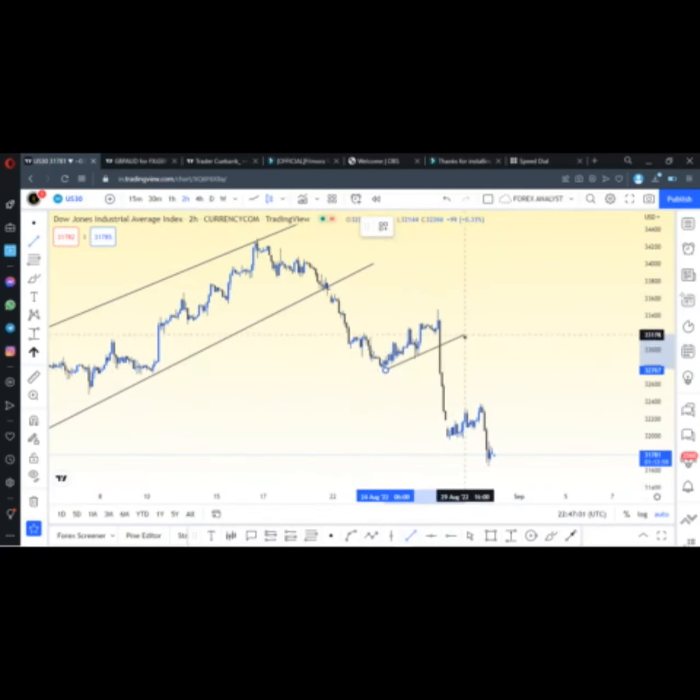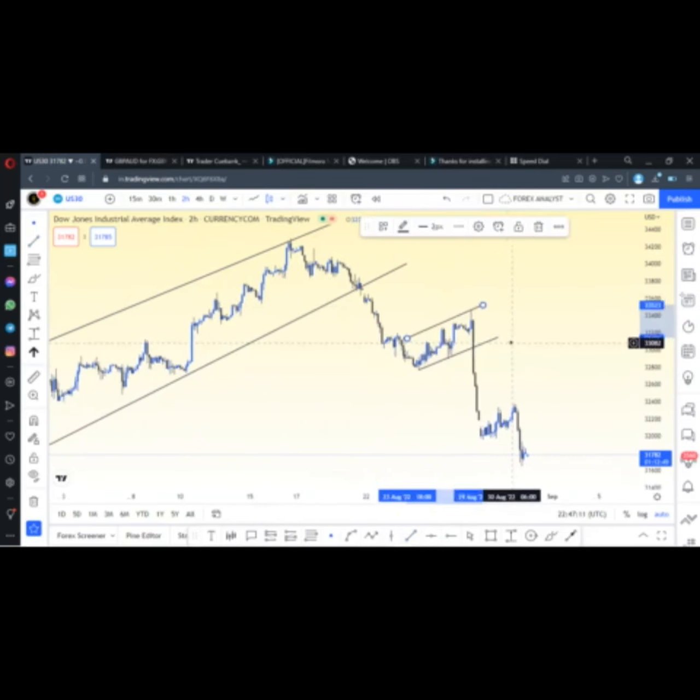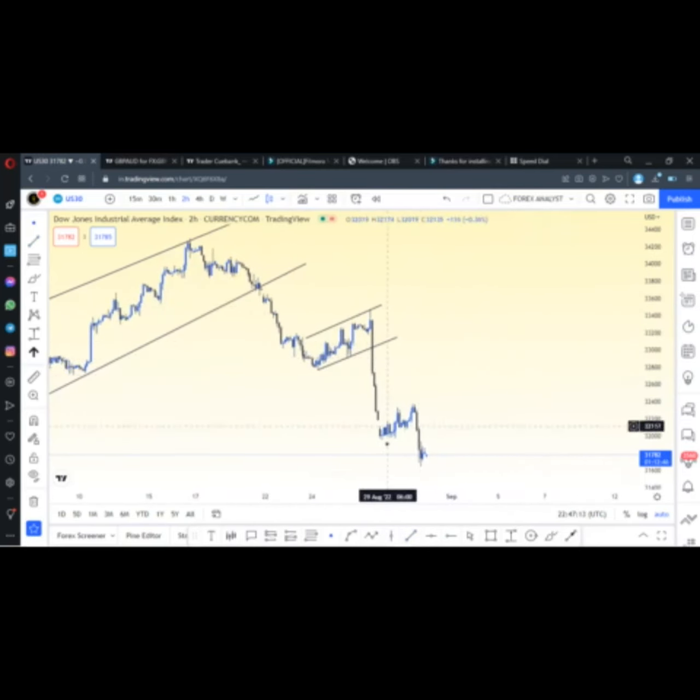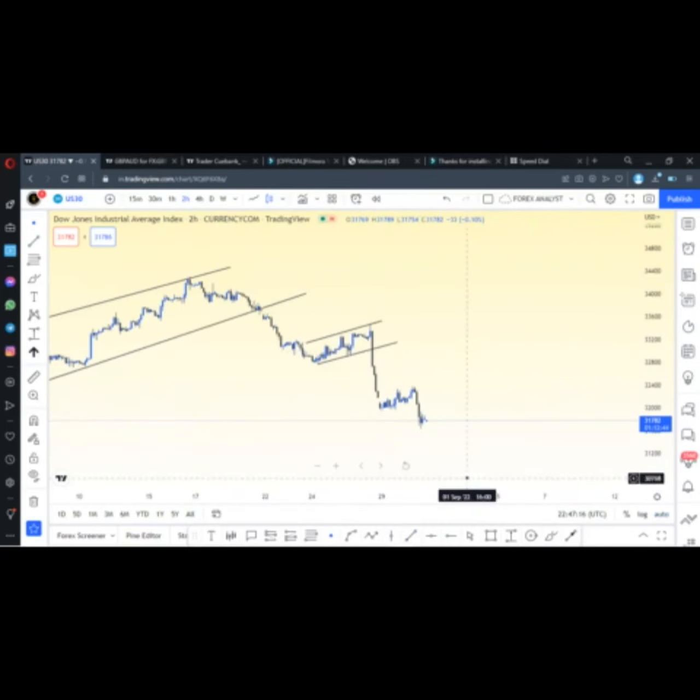And we got a nice flag continuation pattern right here. Got the first touch, our second touch. Right, and then broke above structure. Gave us another beautiful continuation pattern here. Sorry about that. Our first touch, our second touch, gave us another beautiful continuation pattern here.